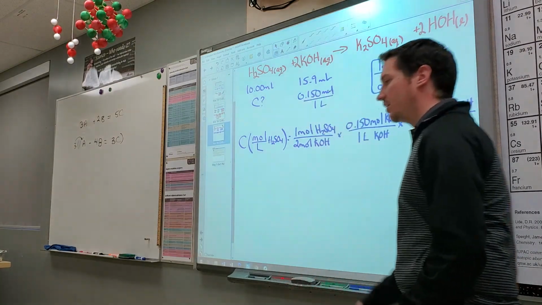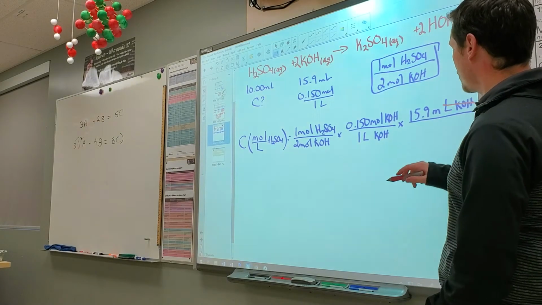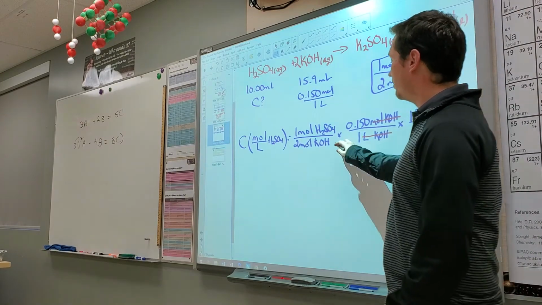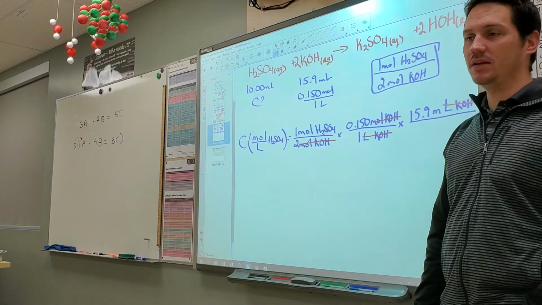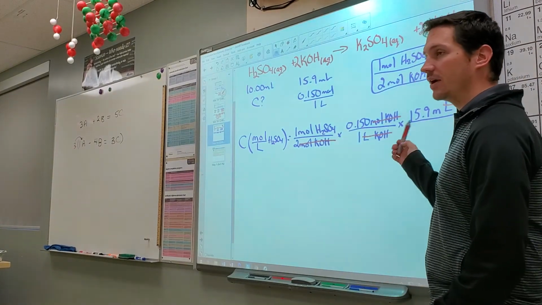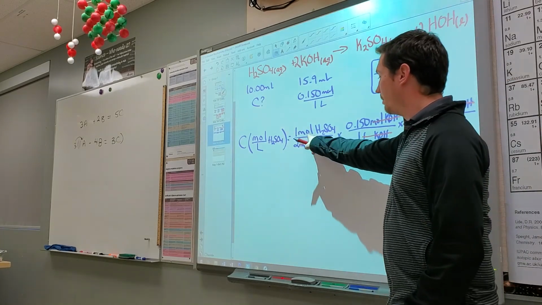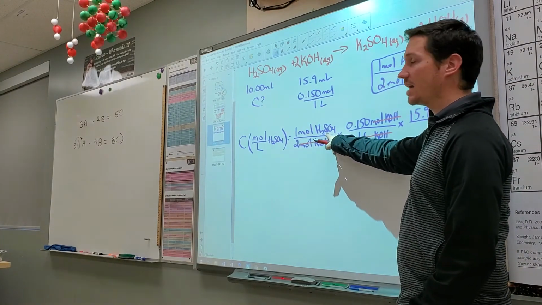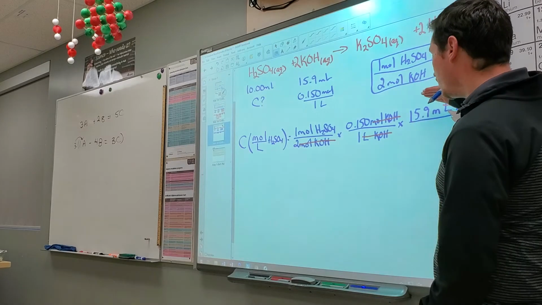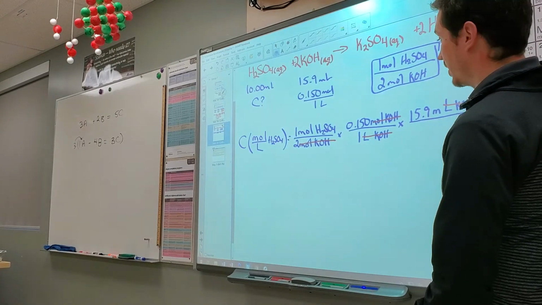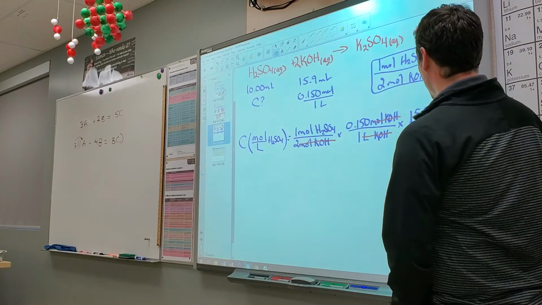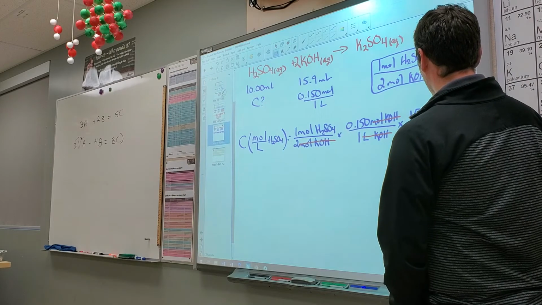So let's think about this for a second. Liters of KOH and liters of KOH disappear. Moles of KOH and moles of KOH disappear. Lovely. Are we done? What unit are we left with? Moles of sulfuric acid. And what do we want on the bottom? We want liters. So I'm going to divide by liters of sulfuric acid. How many do we have? 10 milliliters of sulfuric acid.